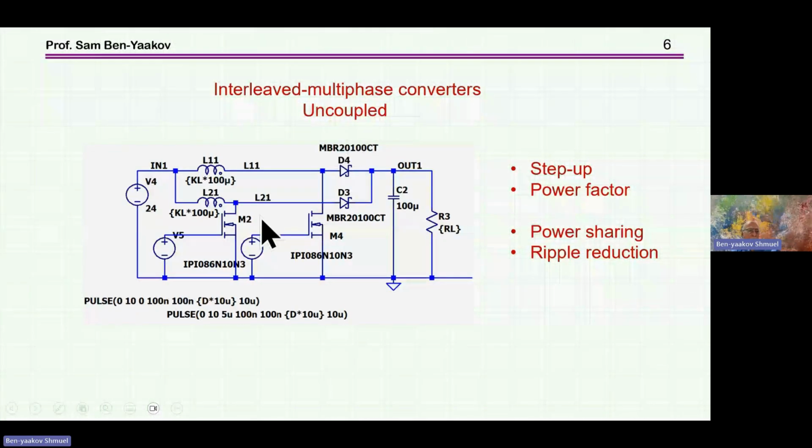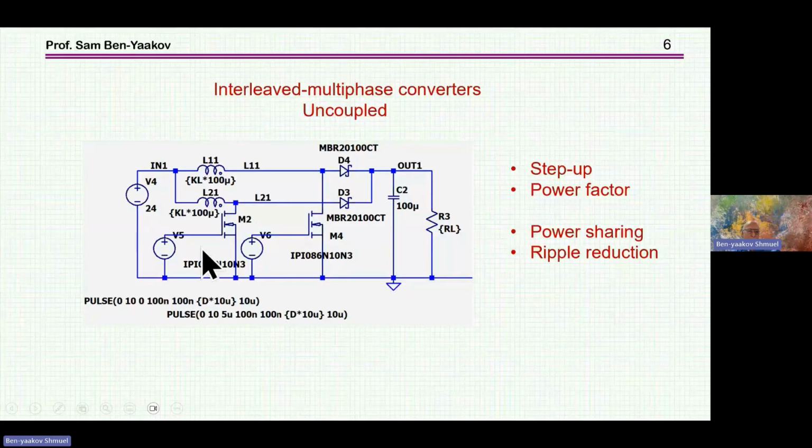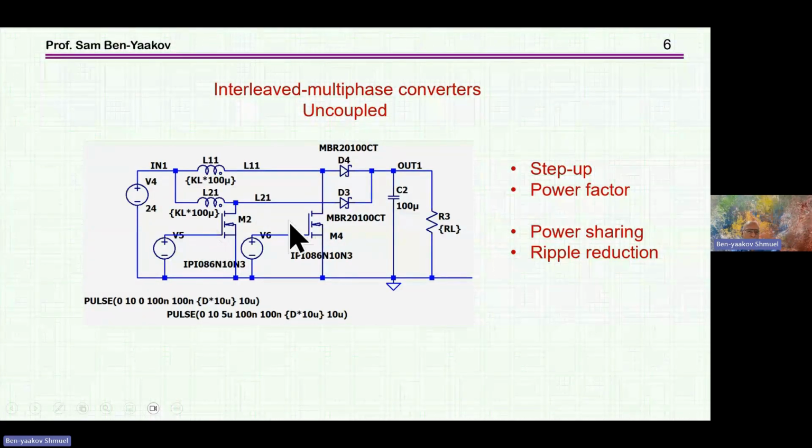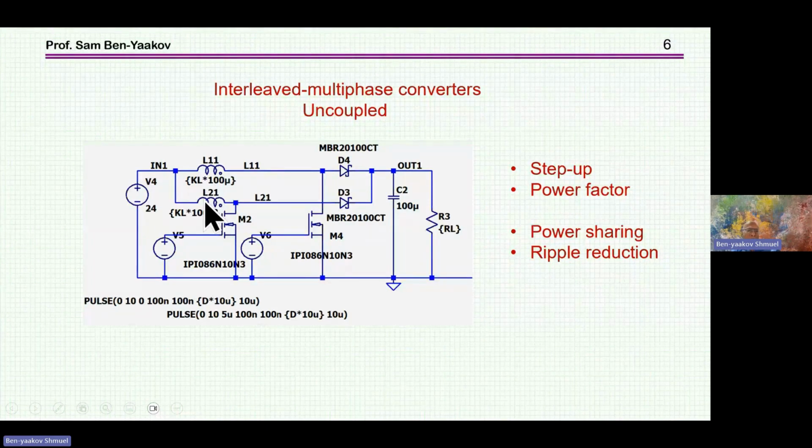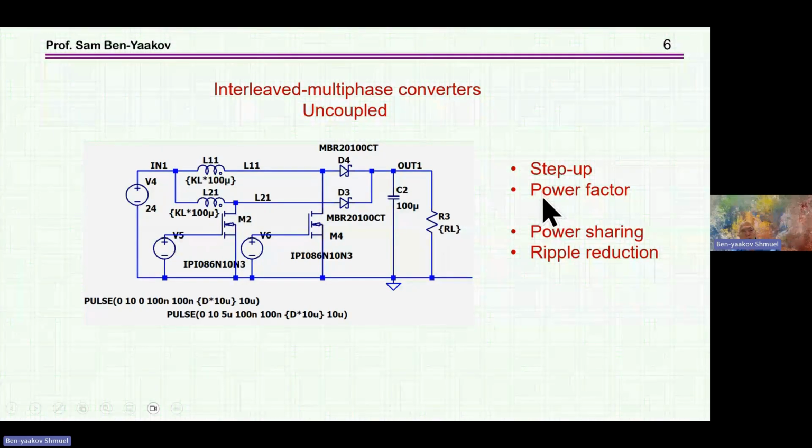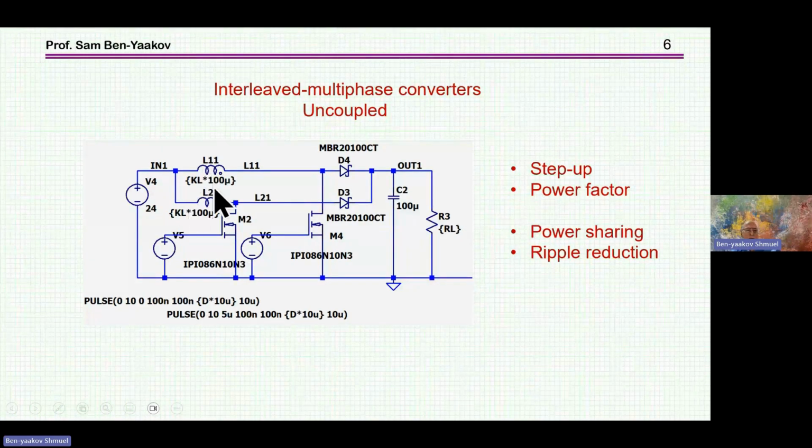So let me go now into the issue of interleaved multiphase converters. In this presentation, we are talking about a boost converter. We have two transistors, two inductors, and they are working together. Now, boosts are used for step-up voltage. Power factor correction will typically contain a boost one way or the other.